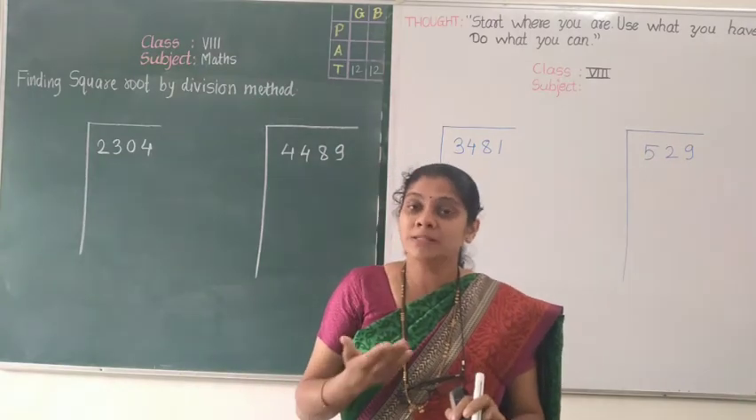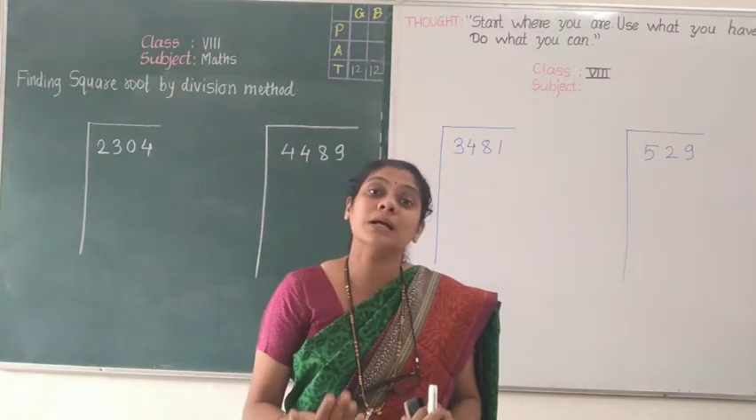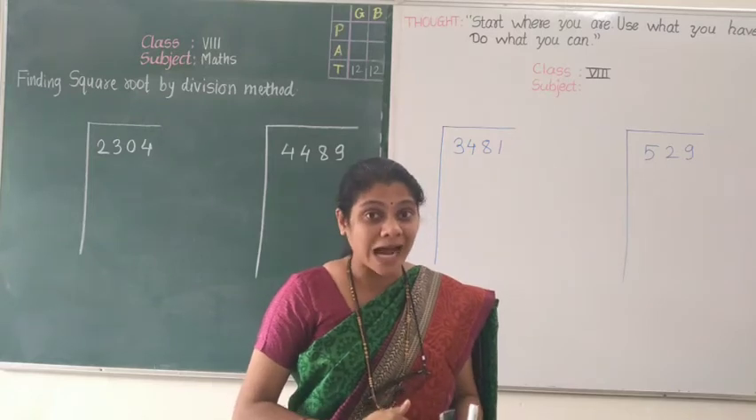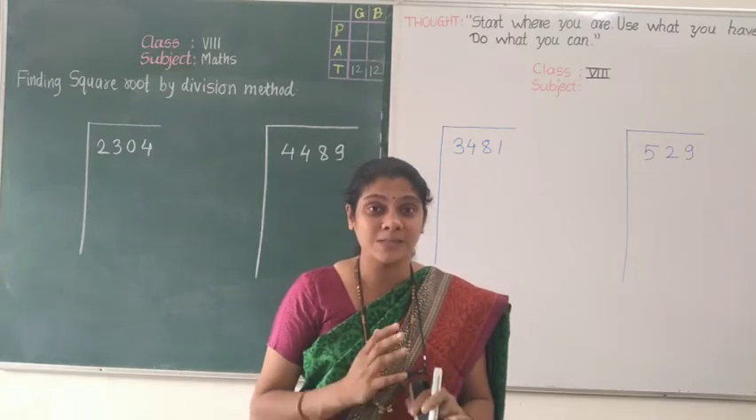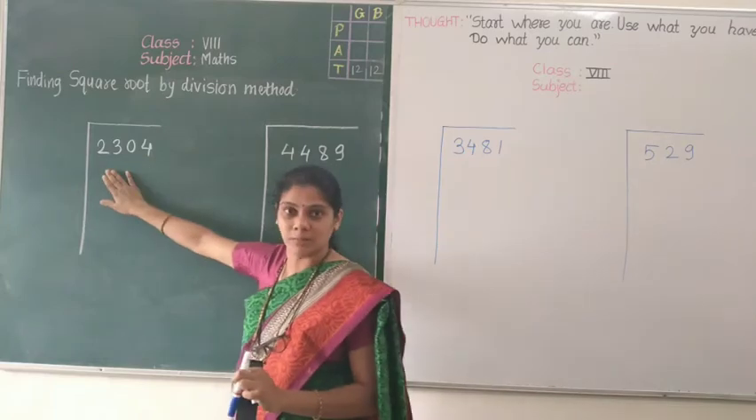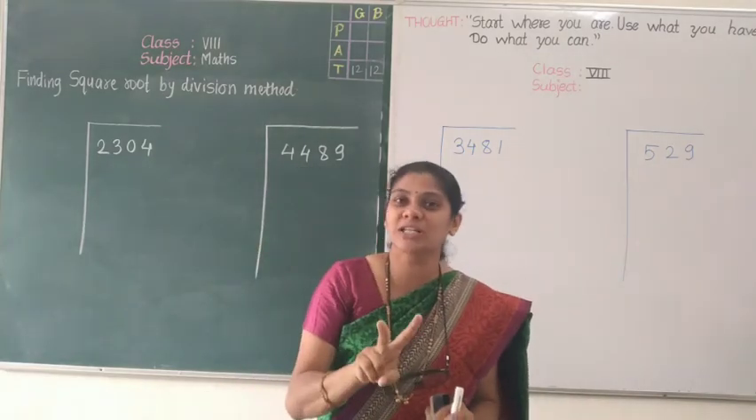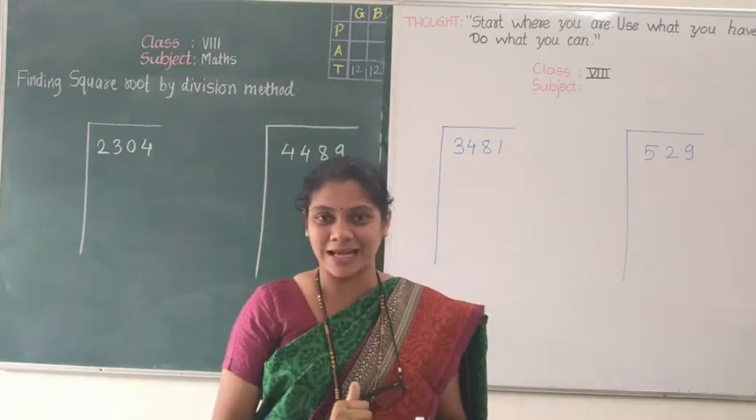It is easy. Now we have to find out which number will come at the tens place. I am going to talk about the tens place because here it is a 4-digit number. So the answer will have 2 digits. It is very easy to recognize.